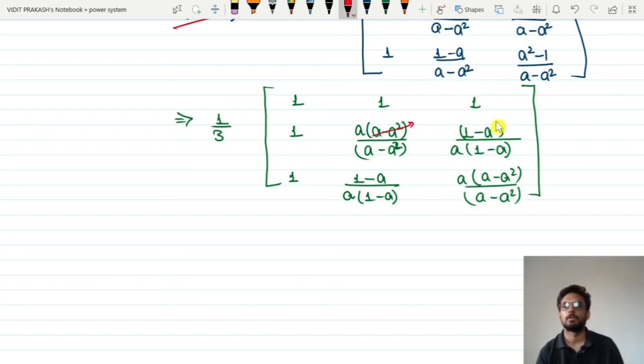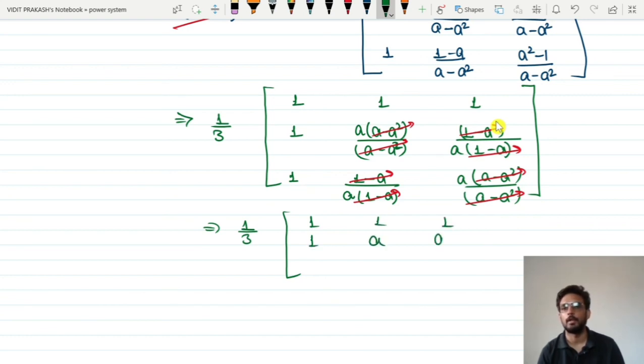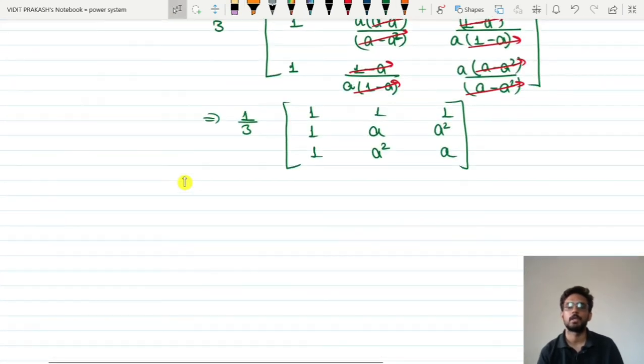Now these will cancel out, right? 1 minus A, 1 minus A, A minus A square, A minus A square. What we will get? We will get 1 by 3, and this matrix will be 1 1 1, 1 A square A, and this will be 1 A A square. Okay, and the transpose of this will be the same because it's a symmetrical matrix, right? Okay, so the transpose of this will be the same.